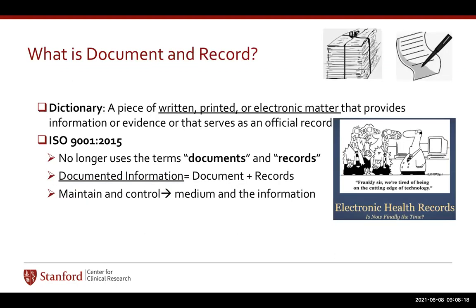Before I start, let's have document and record defined because that will be used consistently throughout this presentation. The dictionary defines it very well, but let's go to the ISO 9001 definition. They used to define document and record prior to 2015, but after that, with the advancement of technology, they revised the definition and call it documented information, where it will go on a kind of medium and it will have some kind of information. ISO definitions are important because many of them have been adopted by US FDA.